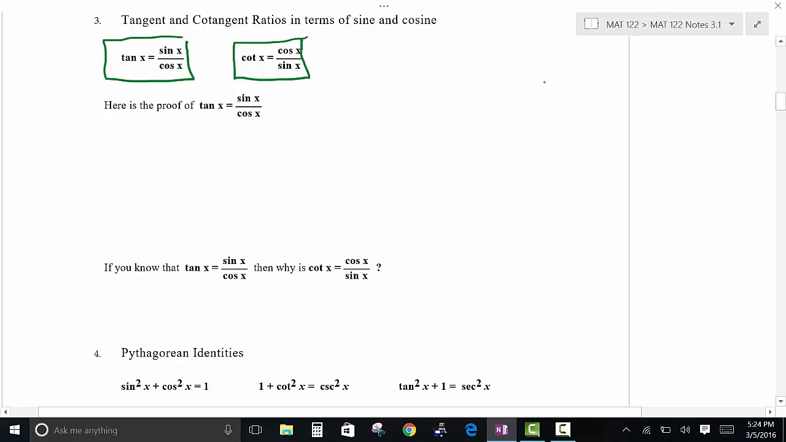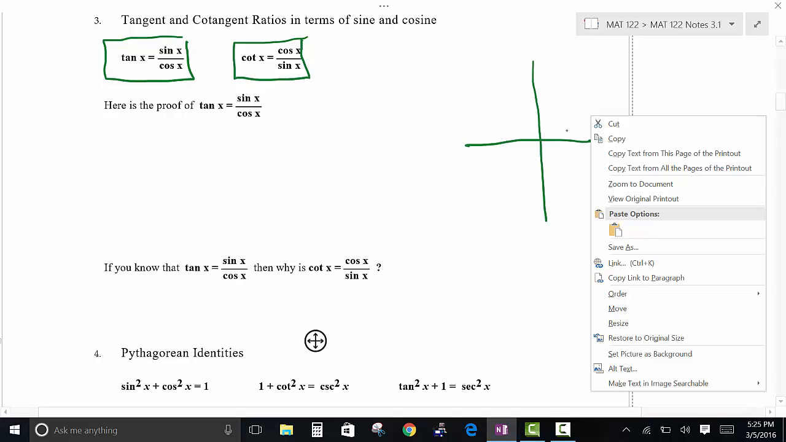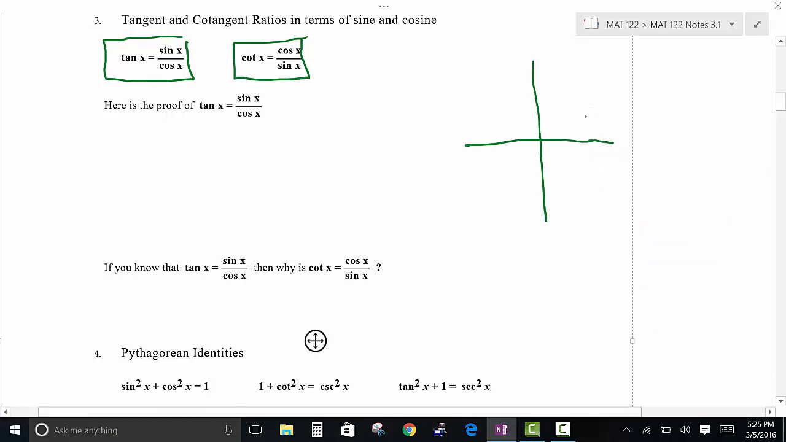First of all, one good thing to remember, I'm just going to sketch a unit circle on this, is if you have a point on the unit circle, it doesn't really matter what we choose. Let's just say we're at this point right here on a unit circle, which is 30 degrees or pi over 6, where we have the fundamental point, square root of 3 over 2 and 1/2.